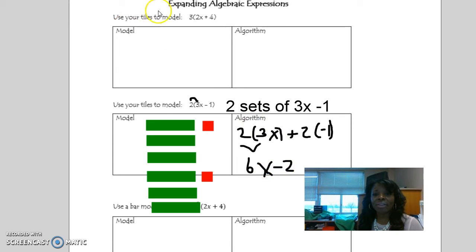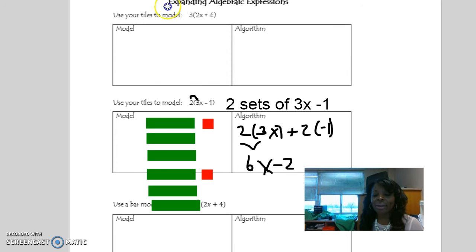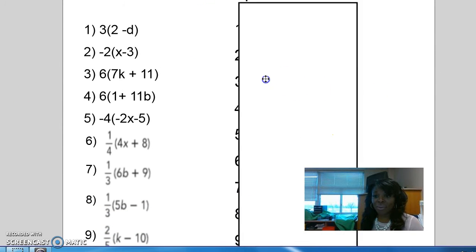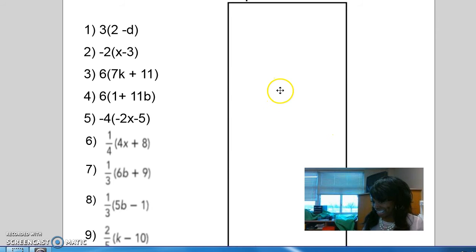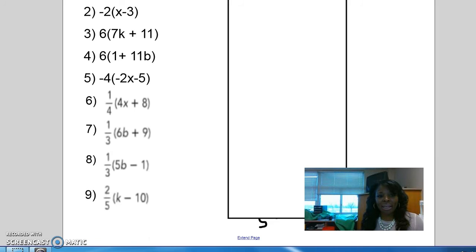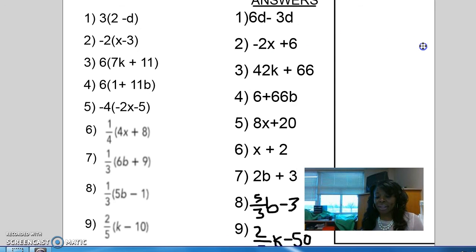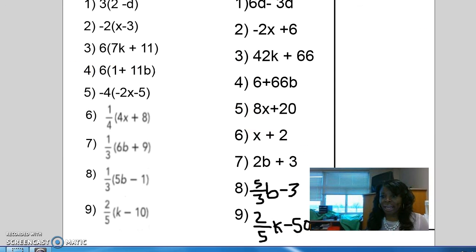Now let's go down to the example problems you're going to write down. And then I'm going to show you the answer. Don't write down the answers yet. Okay, write the problems down. And then here are the answers. Here are the examples. Write them down, press pause. And then I'm going to move this, and here are the answers. And then that will tell you if you understand.